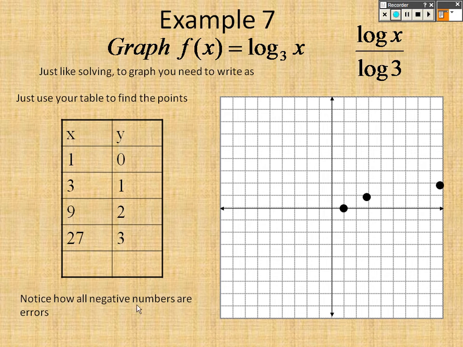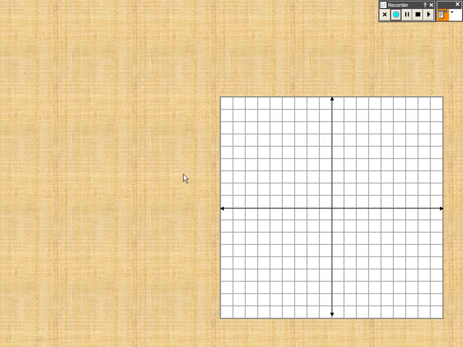Notice how there's also no negative numbers because now, instead of a horizontal asymptote like we were getting with those exponential functions, we're getting vertical asymptotes. Notice how it's coming really close to 0, but it's never going to touch 0. We aren't getting any negative numbers.